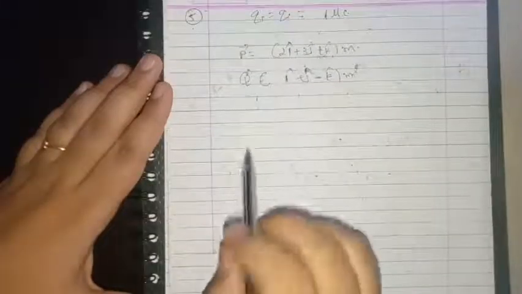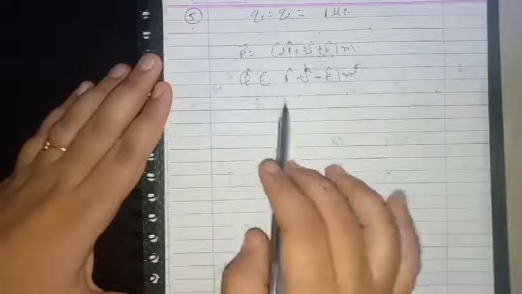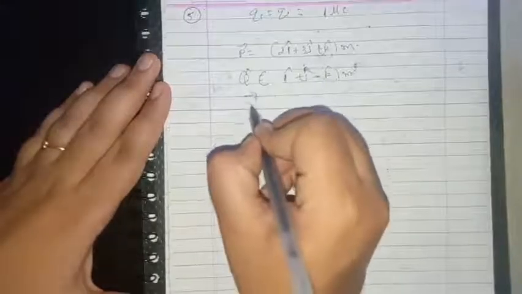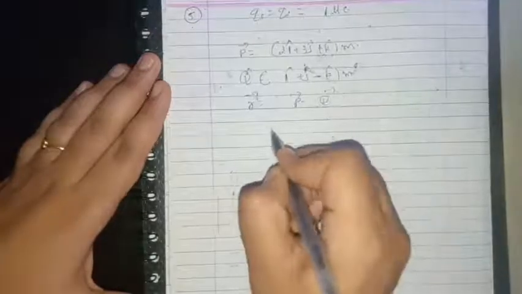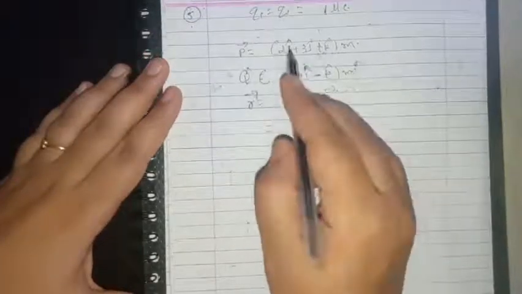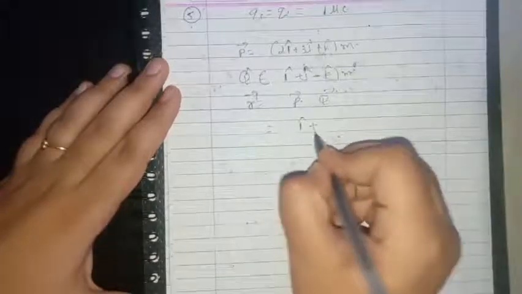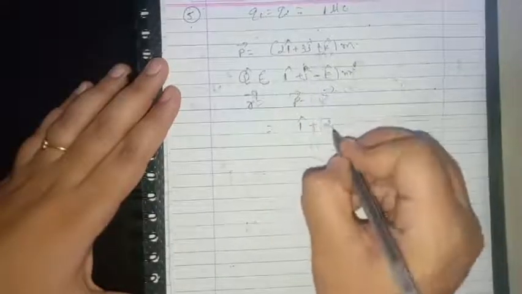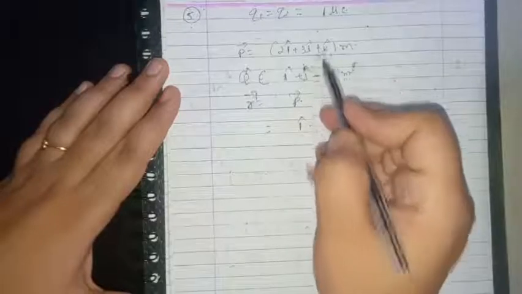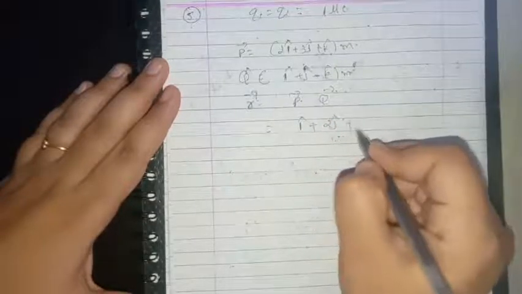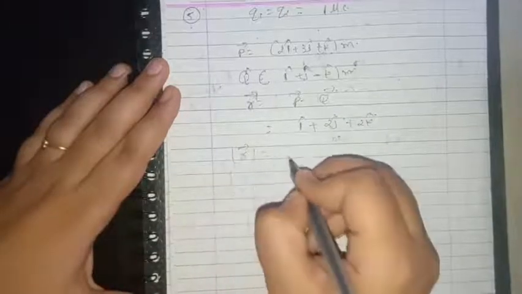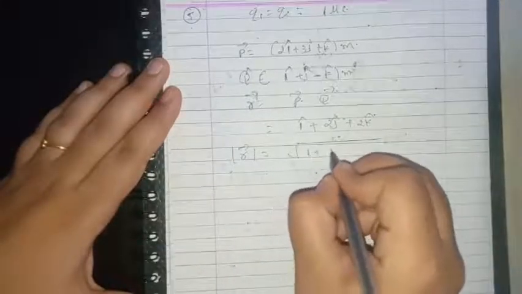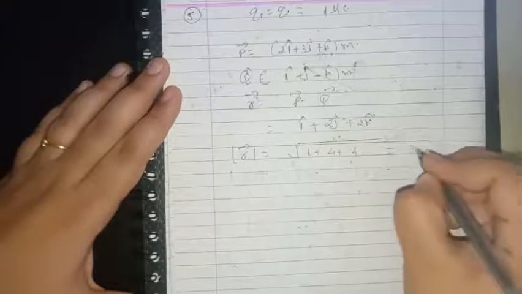To find the force, we have to find the distance between them. So the vector R can be written as vector P minus vector Q, that is 2i minus i cap, plus 3j minus j, 2j cap, and k minus of minus k, that will be plus 2k cap. So the magnitude of R will be under root 1 plus 4 plus 4, that is 3 meter.